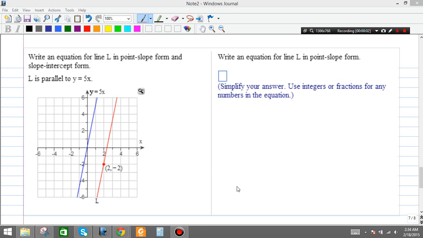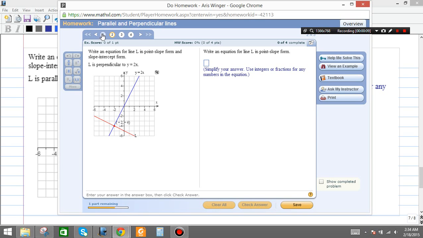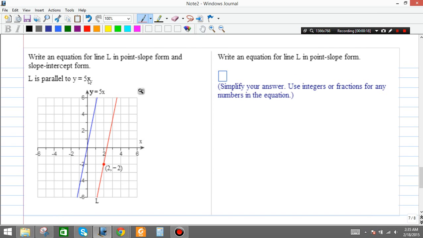So now we're talking about parallel and perpendicular lines. And so here the problem says write an equation for the line in point slope form and slope intercept form. And we have a line L that is parallel to y equals 5x.